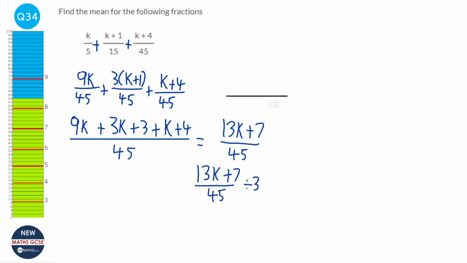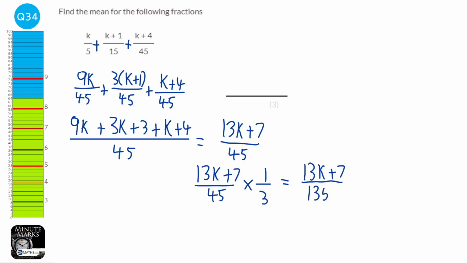But instead of writing divide by 3, we know KFC, keep, flip, change. If you have a division, you keep the first fraction, you change the divide into a times, and you flip the second fraction. So a different and easier way of writing that is times 1/3. So here we just keep the numerator the same because we're timesing it by 1. And then the bottom we just times by the 3, which would be 135. So our answer is 13k plus 7 over 135.